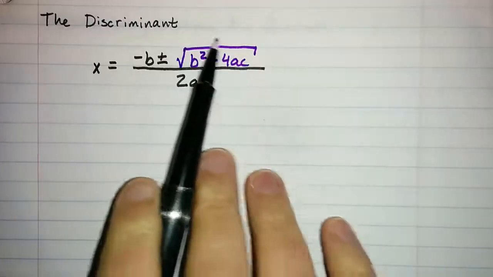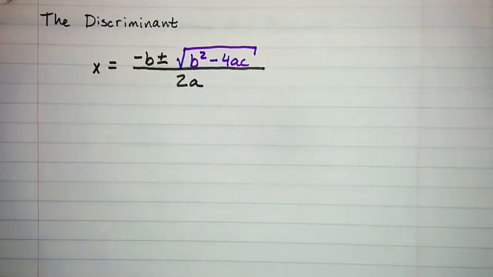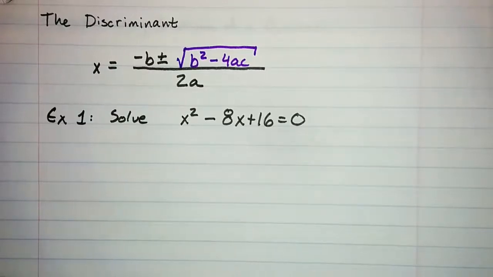One thing to pay special attention to in the quadratic formula is this square root part. This square root part is going to have a big effect on what happens when we solve the equation. Why? Well, there are a bunch of things that could happen, right? Maybe we're solving this quadratic equation.